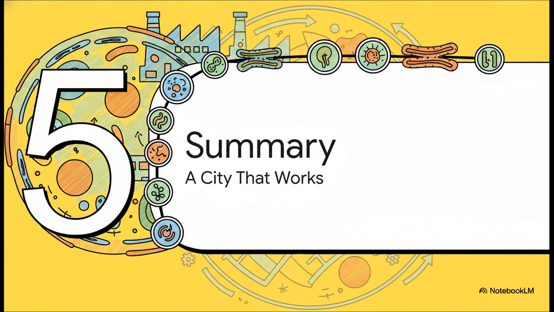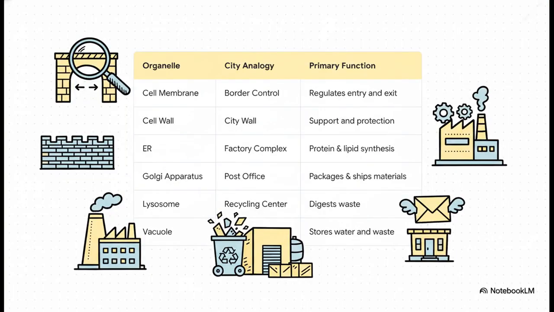And that pretty much wraps up our tour of the cell's outer defenses and its industrial heartland. So after seeing all these different departments in action, let's just take one final step back and quickly recap how this incredible little city is organized. Here it is, the perfect cheat sheet for our tour. It just lays it all out.